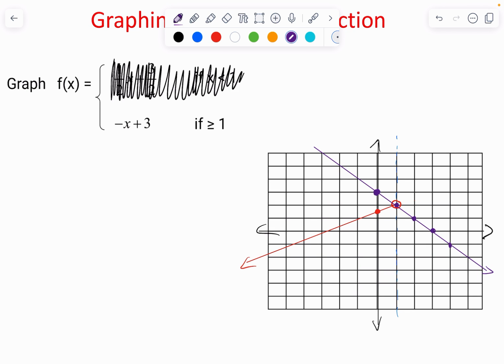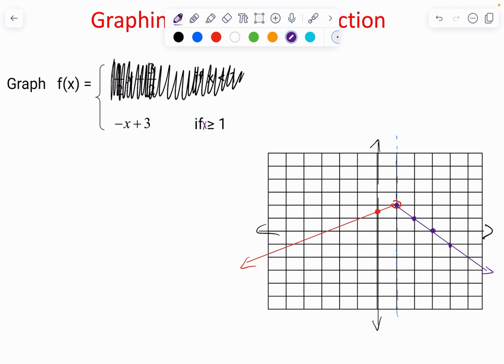So there's our normal graph of y equals negative x plus 3, but again, we only want the x values that are greater than or equal to 1. So again, I'm looking at that line x equals 1, that vertical line, and all of the values of x that are greater than or equal to 1 we know happen to the right of that blue dotted line. So I'm going to go back and erase everything up to that point.